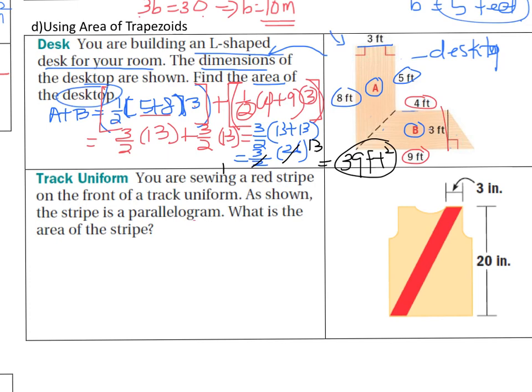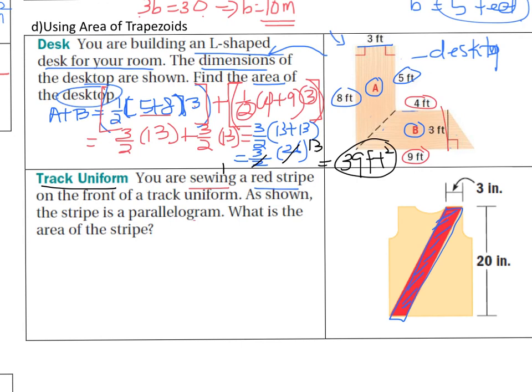Okay, let's take a look at one more problem. Track uniform. You are sewing a red stripe on the front of the track uniform. So basically you're going to use a needle and some thread, or not thread, like a strip of a red ribbon maybe, and then you're going to sew it on. As shown, the strip is a parallelogram, the shape of a parallelogram. What is the area of the stripe?